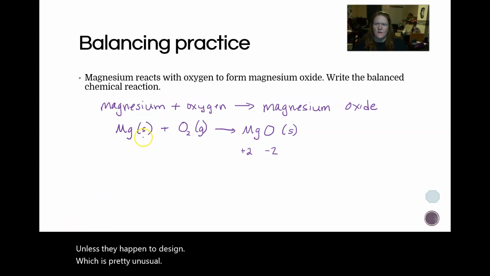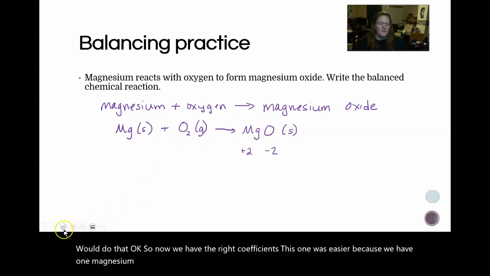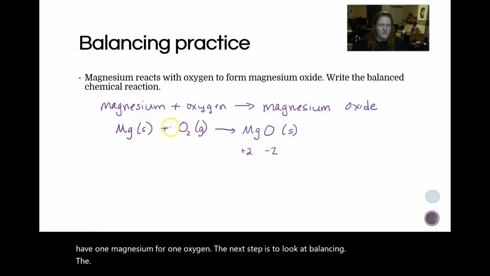Really just group 1 things would do that. Okay, so now we have the right coefficients. This one was easier because we have 1 magnesium for 1 oxygen. The next step is to look at balancing the coefficients here.